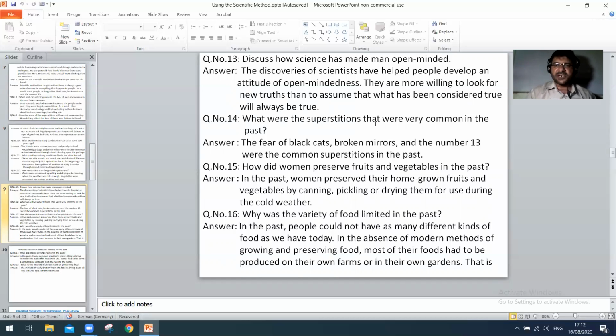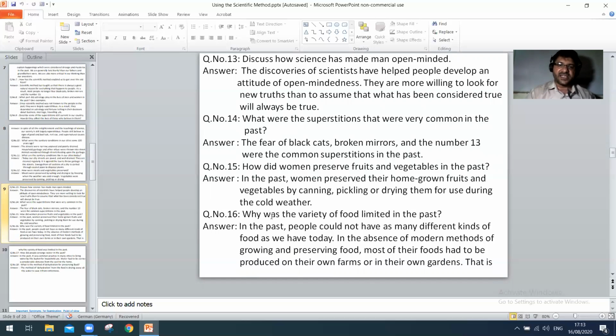Question number 14. What were the superstitions that were very common in the past? Answer. The fear of black cats, broken mirrors, and number 13 were the common superstitions in the past. Question number 15. How did women preserve fruits and vegetables in the past? Answer. In the past, women preserved their homegrown fruits and vegetables by canning, pickling, or drying them for use during the cold weather.